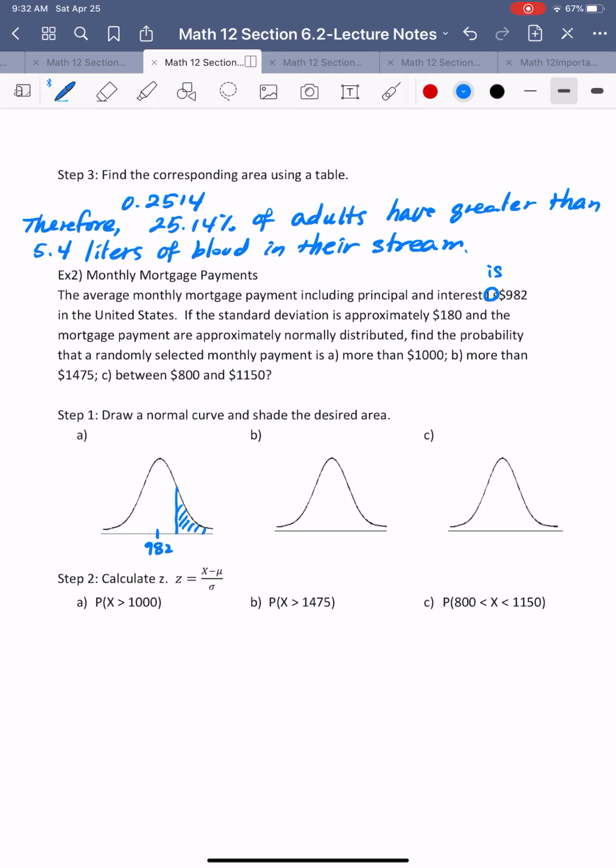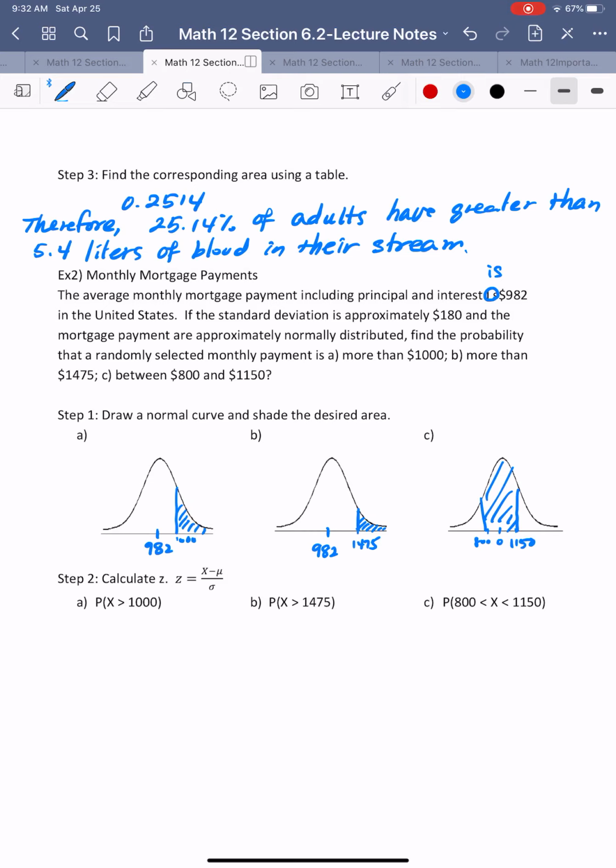For the second one, the mean is 982, and we are looking for more than 1475. So this is the 1,000, and then it's going to be 1475. So we're looking for how much of the area is here. And then for the third one, about 800 is here, and the 1150 is right here about, and we are looking for the area in between.